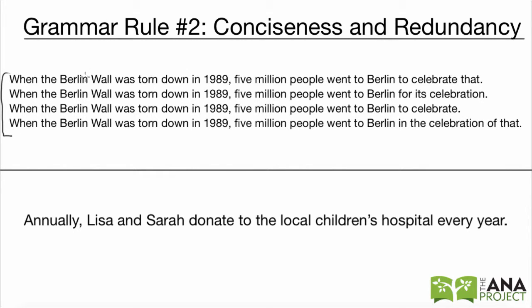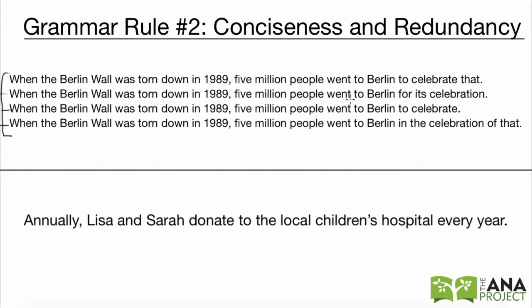When the Berlin Wall was torn down in 1989, 5 million people went to Berlin to celebrate that. Let's look at the second one. When the Berlin Wall was torn down in 1989, 5 million people went to Berlin for its celebration. The third one, when the Berlin Wall was torn down in 1989, 5 million people went to Berlin to celebrate. And lastly, when the Berlin Wall was torn down in 1989, 5 million people went to Berlin in the celebration of that. So generally the ACT emphasizes conciseness.